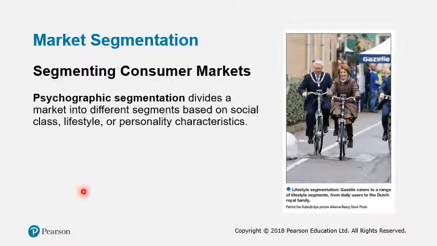The third one is psychographic segmentation. Psychographic is when you are dividing a market based on their social class, lifestyle, or personality characteristics. Different people from different social classes, lifestyles and personalities will require different marketing mixes, in a way that we can subgroup them together, and they will want to buy things that are different from another lifestyle or another social class or another personality.